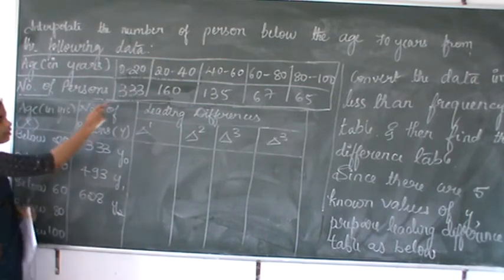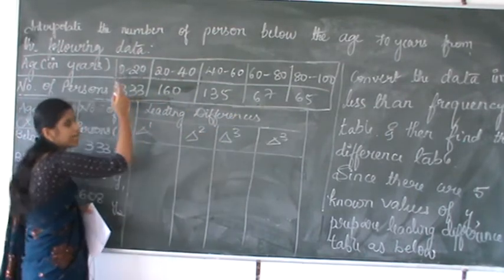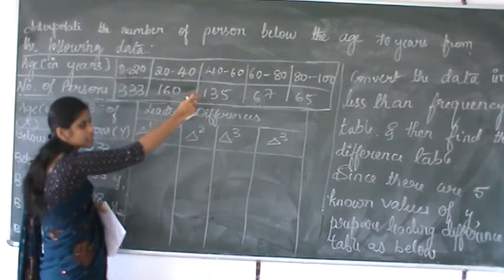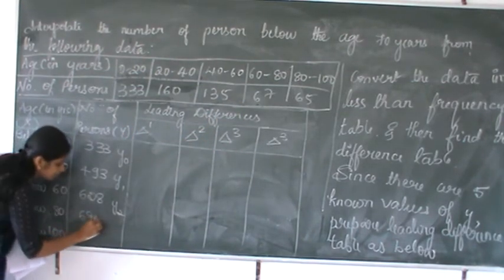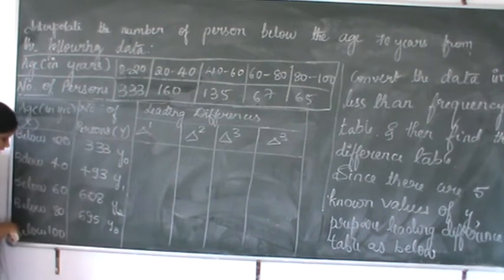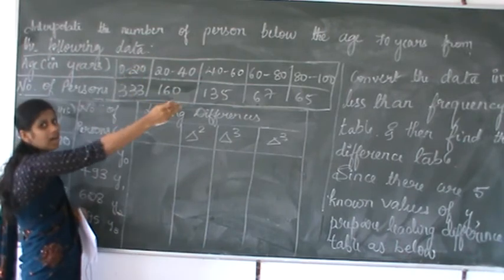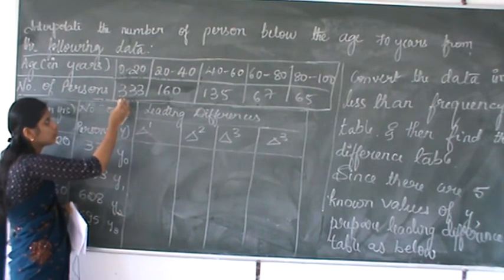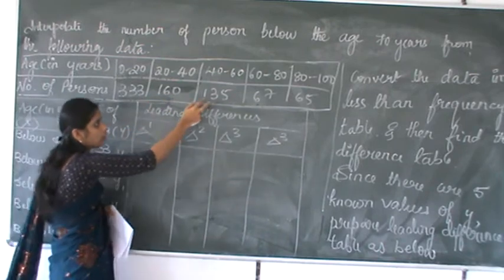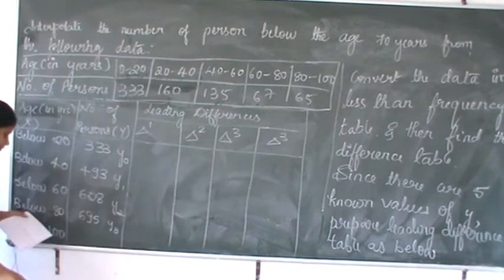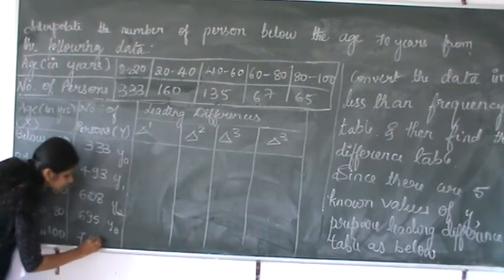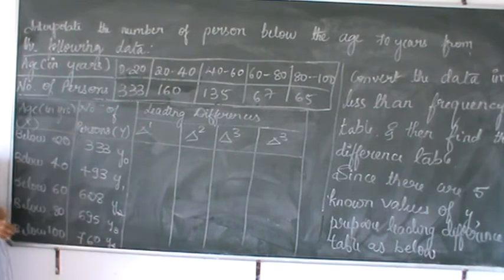Next, below 80 means from 0 to 80 we add the frequencies. 333 plus 160 plus 135 plus 67 is 695. That is Y3. Lastly, below 100 means from the beginning till 100 years. How many people are there totally? We calculate by adding all these values. 333 plus 160 plus 135 plus 67 plus 65 is 760. This we can denote as Y4. So like this, we have converted the given frequency table into a less than cumulative frequency table.